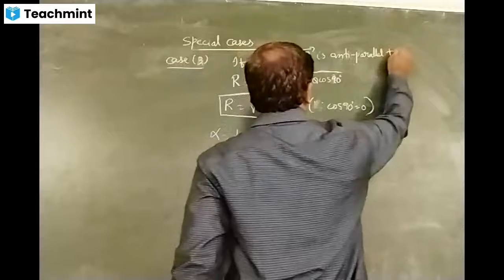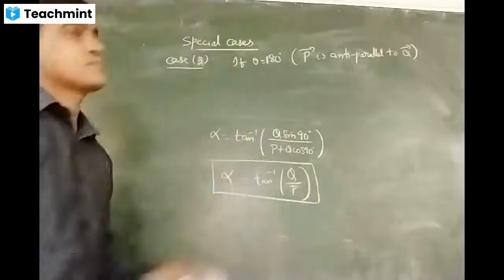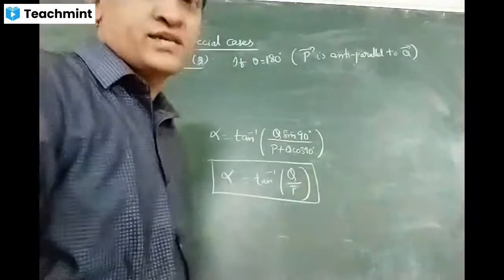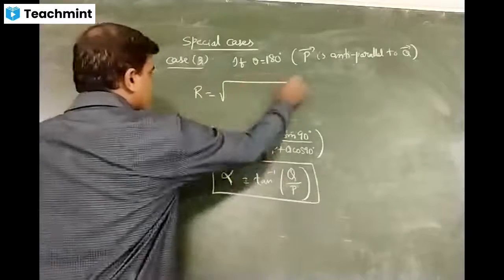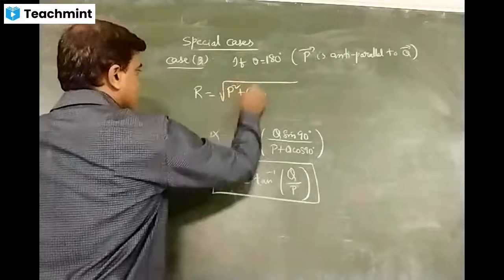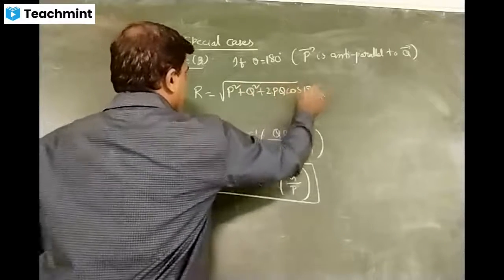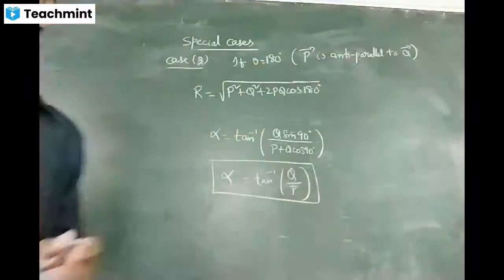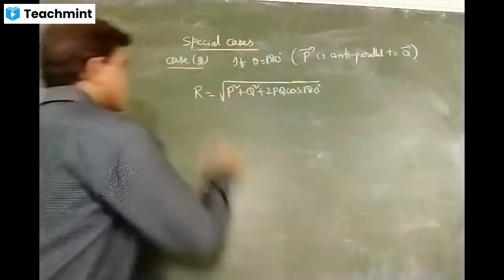Anti-parallel to Q bar. Theta is anti-parallel to Q bar. Sorry, P bar is anti-parallel to Q bar, or theta is equal to 180 degrees. In this case, let me write the magnitude of resultant R is equal to root over P square plus Q square plus 2PQ cos 180 degrees. Remember the formula: cos 180 is minus 1.